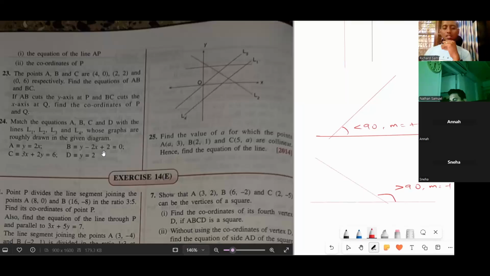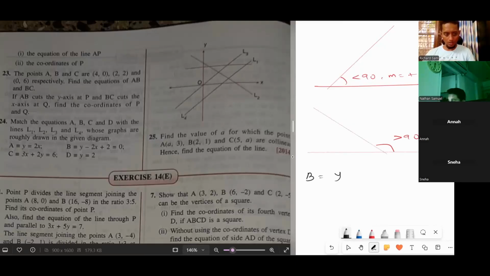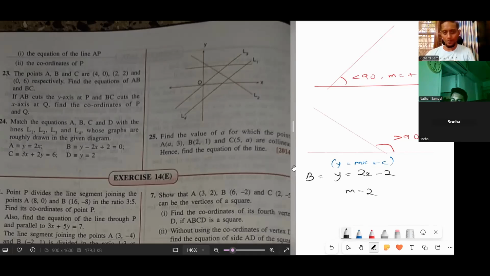So you just convert these equations to the y-intercept form, because when you make the y-intercept form, you can find the slope. So tell me the y-intercept form for B. Y is equal to 2x minus 2. So what's the slope over here? 2. Remember y-intercept form? Y is equal to mx plus c. So m is 2 over here. So it's a positive slope. So which line is remaining now that is having a positive slope? This one here, L4.